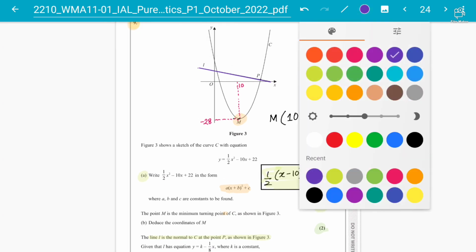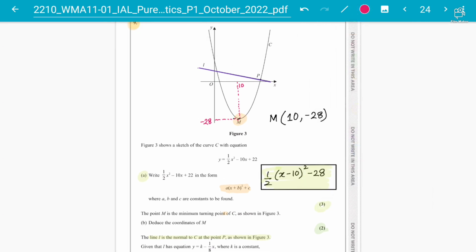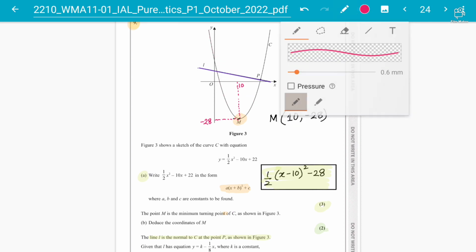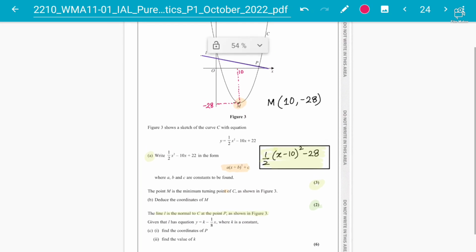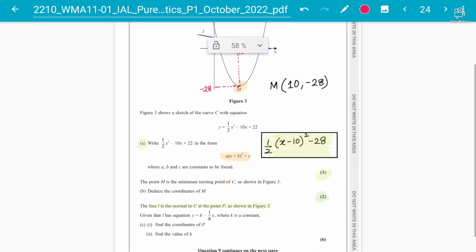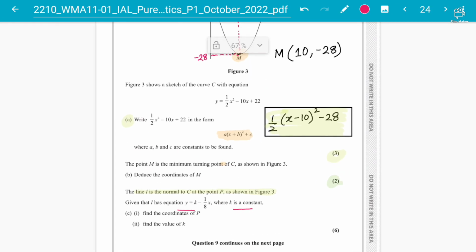Let's say the curve is in the red color, okay? Everyone can get that. And then the blue or purple line is basically the line L that is normal to the curve C. So given that the line L has the equation y is equals to k minus 1 upon 8x, where k is a constant, you have to find the coordinates of P and you have to find the value of k for 6 marks, okay?